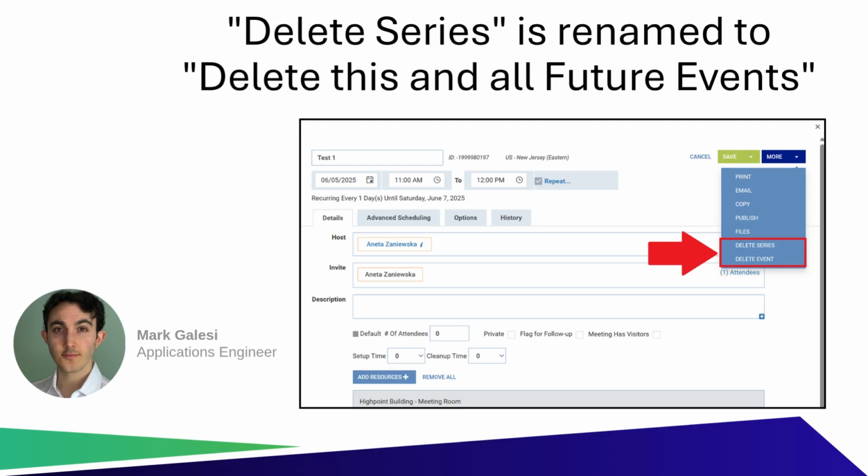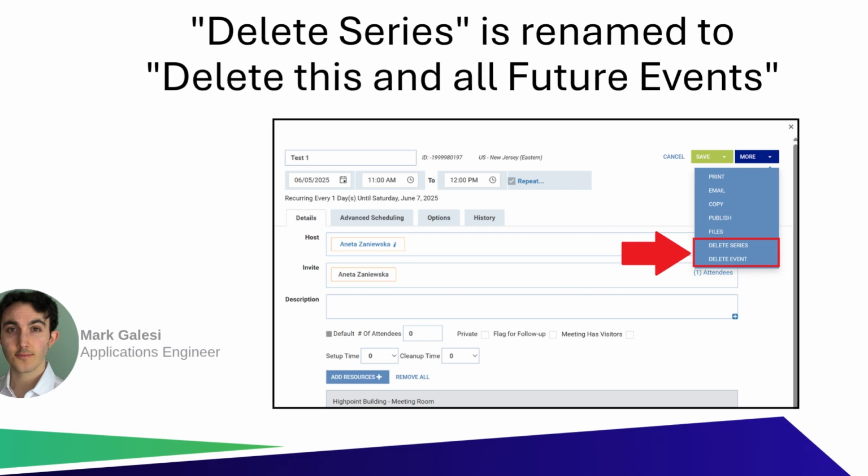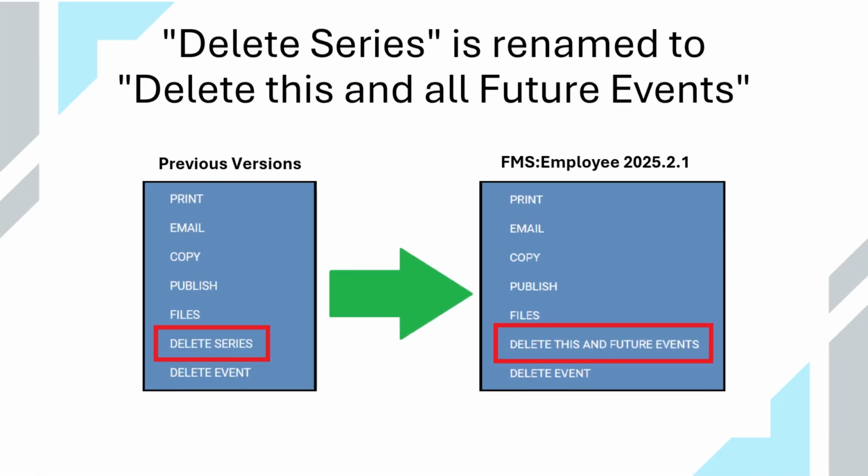So now when updating reservation details in RS Web, you'll see that the Delete Series option has been renamed to Delete This and All Future Events. This is a comparison between the previous version and the new one. You'll see that the new description of this function definitely makes it more clear about what it's doing.